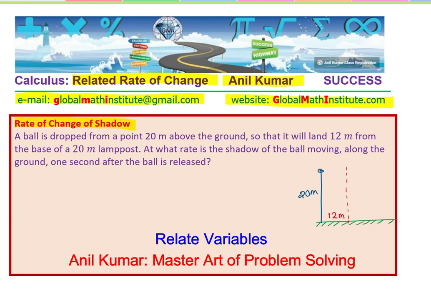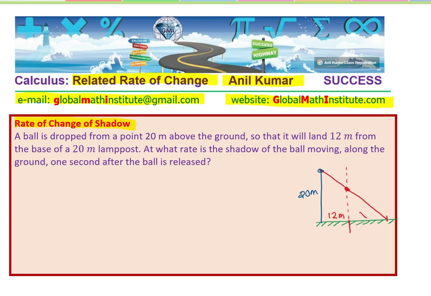Now, as the ball comes down, you'll see the shadow of the ball. So let's take an instance when, let's say, the shadow is something like this. So let's say the ball is here. At this time, the shadow will fall on the ground at that particular point, and let us say that this distance is x. So the total distance from the base where the shadow falls will be 12 plus x. Make sense? So that is what is given to you.